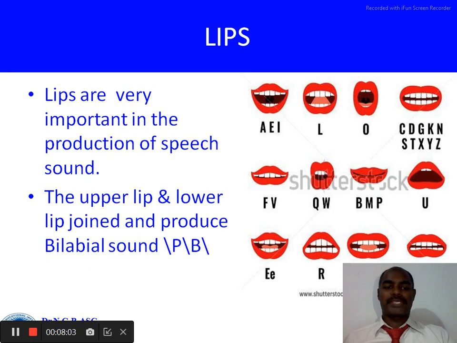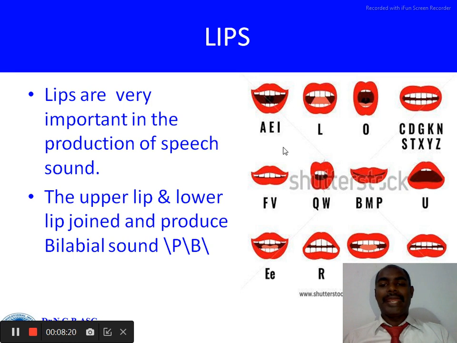Next one, lips. The lips are very important in the production of speech, and the upper lip and lower lip joined together produce the bilabial sounds. For example, pa and ba. In this image we can see the various positions of the lips to produce different sounds.